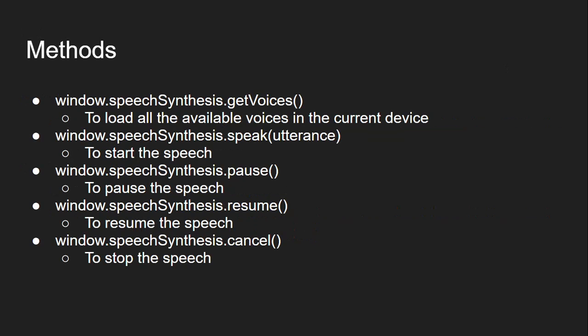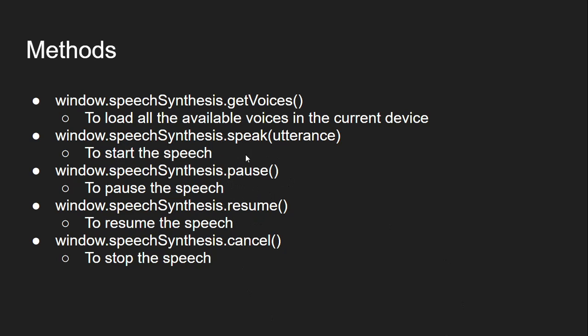These are the methods of the speech synthesis interface. The getVoices method is used to load all the available voices on the current device. Why did I say the current device? Because the availability of the voices can differ according to your browser and the operating system. The speak method is used to start the speech. When the speak method is called, the utterance passed through this method is put into the utterance queue and the speech synthesis starts speaking it.